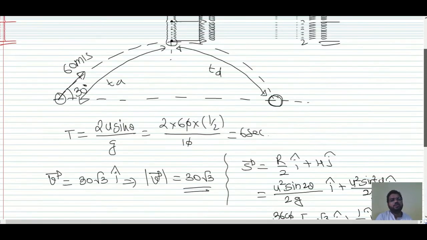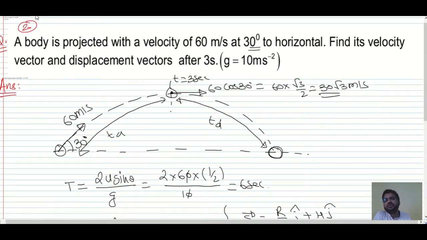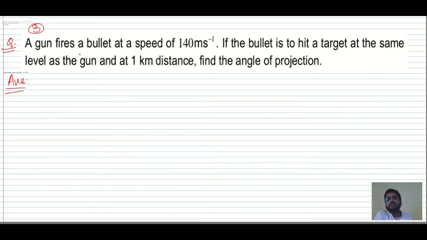Right, next problem. As you can see, a gun fires a bullet at a speed of 140 meter per second. If the bullet is to hit a target at the same level as the gun and at 1 kilometer distance, find the angle of projection.